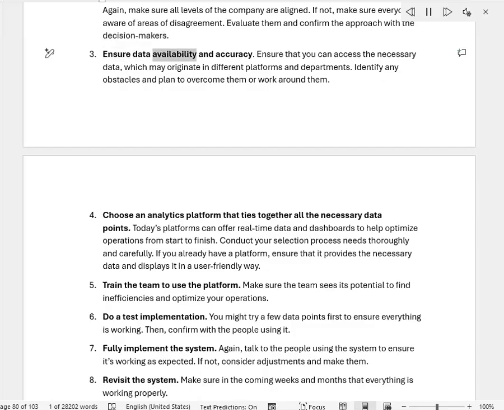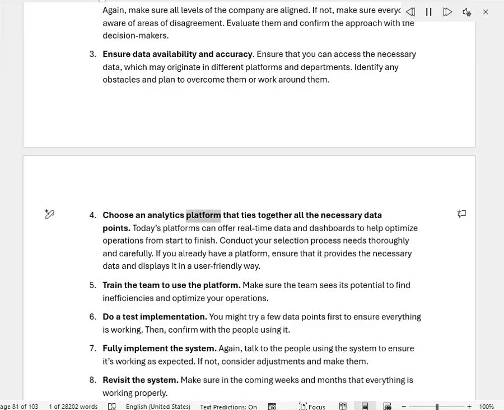Ensure data availability and accuracy. Ensure that you can access the necessary data, which may originate in different platforms and departments. Identify any obstacles and plan to overcome them or work around them.